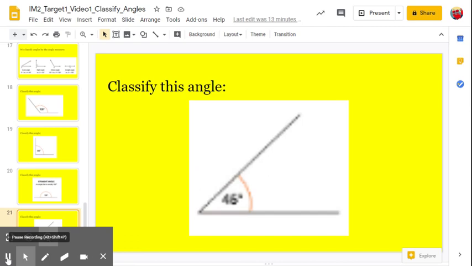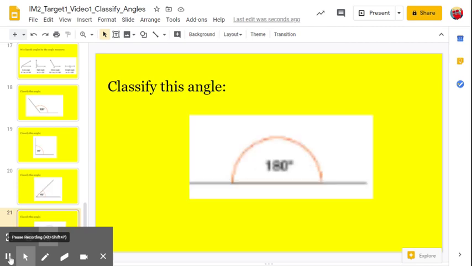All right, classify this angle. What type of angle is it? I hope you came up with acute angle. It's less than 90 degrees. It is an acute angle. All right, last one. What do we classify this angle as? This angle is a straight angle. It's 180 degrees. That is a straight angle.